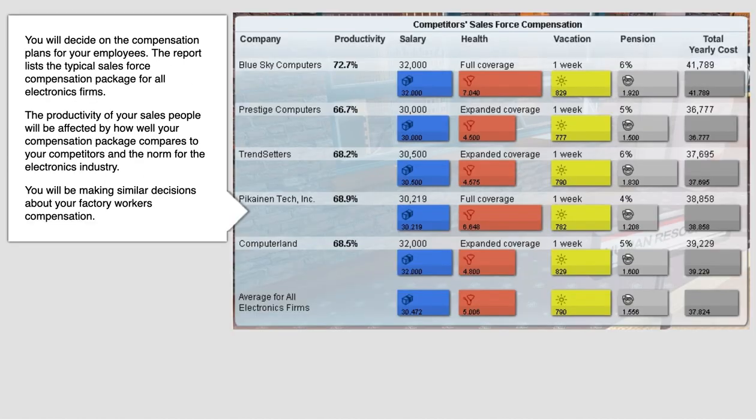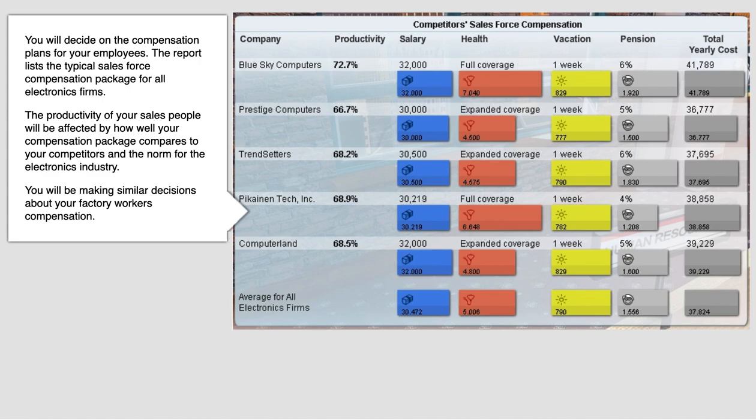You will decide on the compensation plans for your employees. The report lists the typical sales force compensation package for all electronic firms. The productivity of your salespeople will be affected by how well your compensation package compares to your competitors and the norm for the electronics industry.